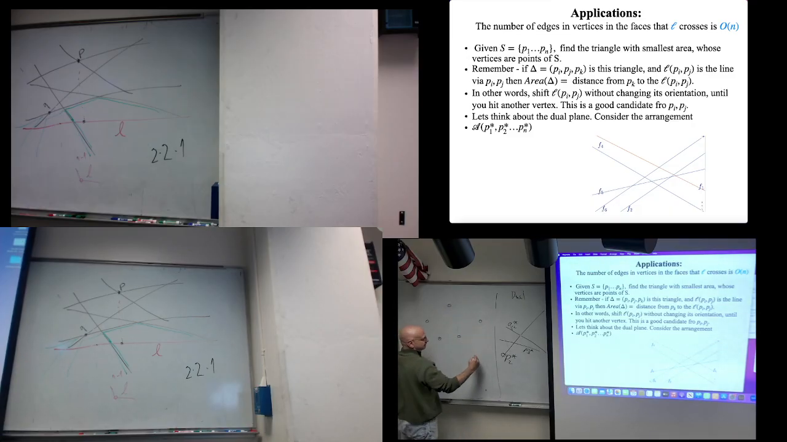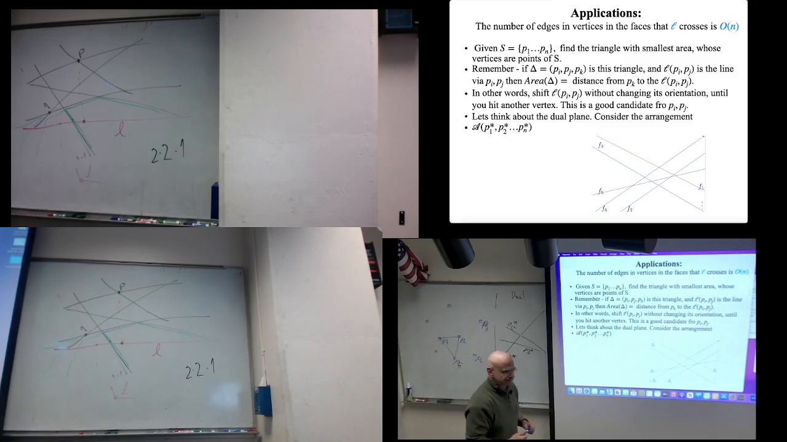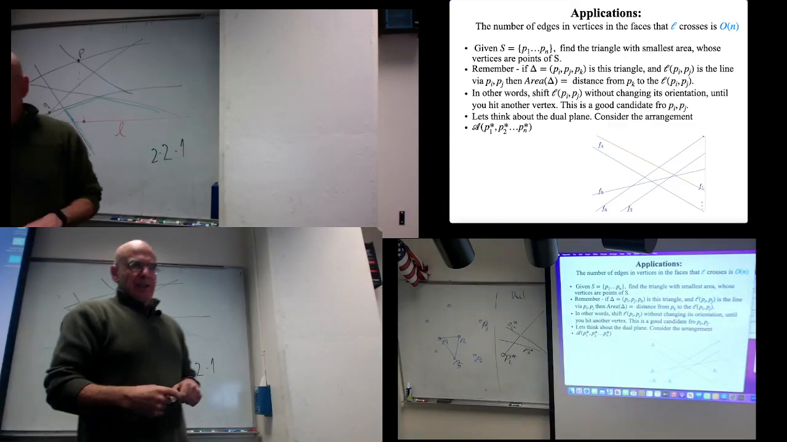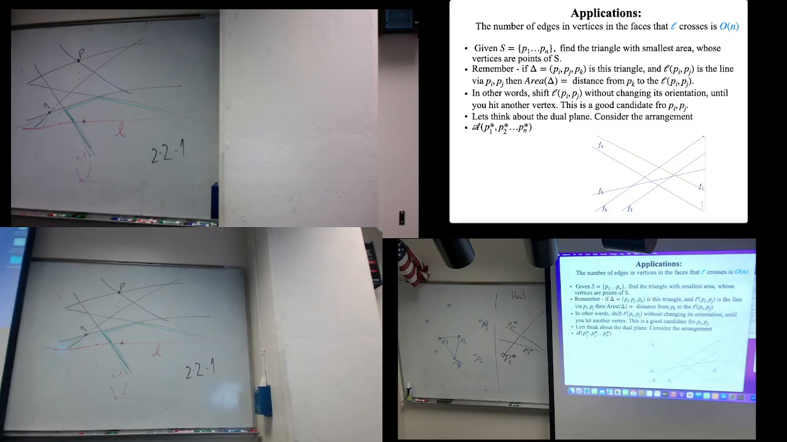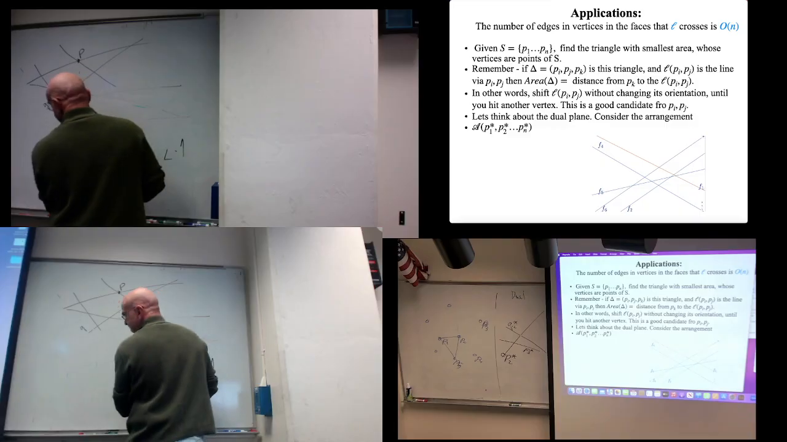Have a set of points, P1, P2, P3, P4, and each three of them defines a triangle. Each three vertices defines a triangle. And I want to find the triangle with the smallest area. Out of all the n-cube triangles that I drew over there, find for me, please, the triangle that has the smallest area.